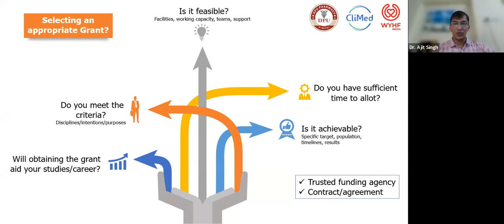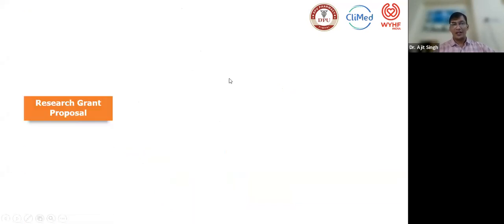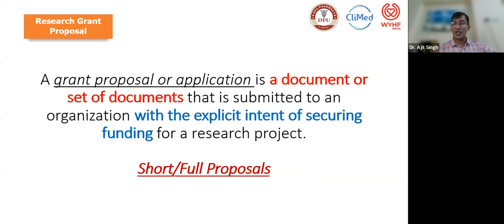Look at those things, what they are exactly asking from you. Look at those things, and then only you should select the grant. So these things are very important while you are selecting the grant. Okay, then now I'll go for the research grant proposal.